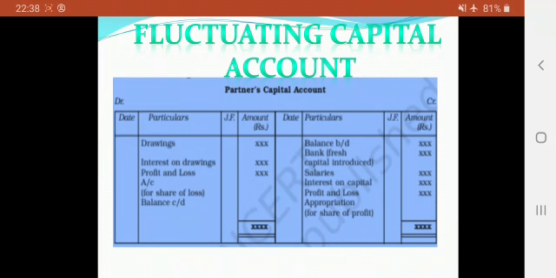We did the preparation of profit and loss appropriation account in the previous session. Now I am introducing the concept of fixed and fluctuating capital accounts. A fluctuating capital account is an account which basically permits the change in the balance every year. Means we carry some balance, then we make some adjustments within that account, and then afterwards we carry a different amount to the next year. So every year the amount of capital changes in the partner's capital account. That's why it is called fluctuating capital account.